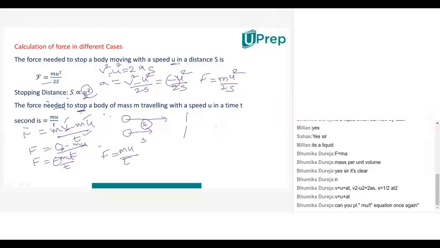Initially the speed is not 0, so u will be there. That's why we wrote mu by the time t that it travels. So therefore F is equal to 0 minus mu by t. So that is minus mu by t. And if you take the magnitude, we have to write mu by t. And what will the negative sign tell us? The negative sign tells us that you have to apply the force opposite to the motion of that object. That's it. Is it clear, Bhumika?